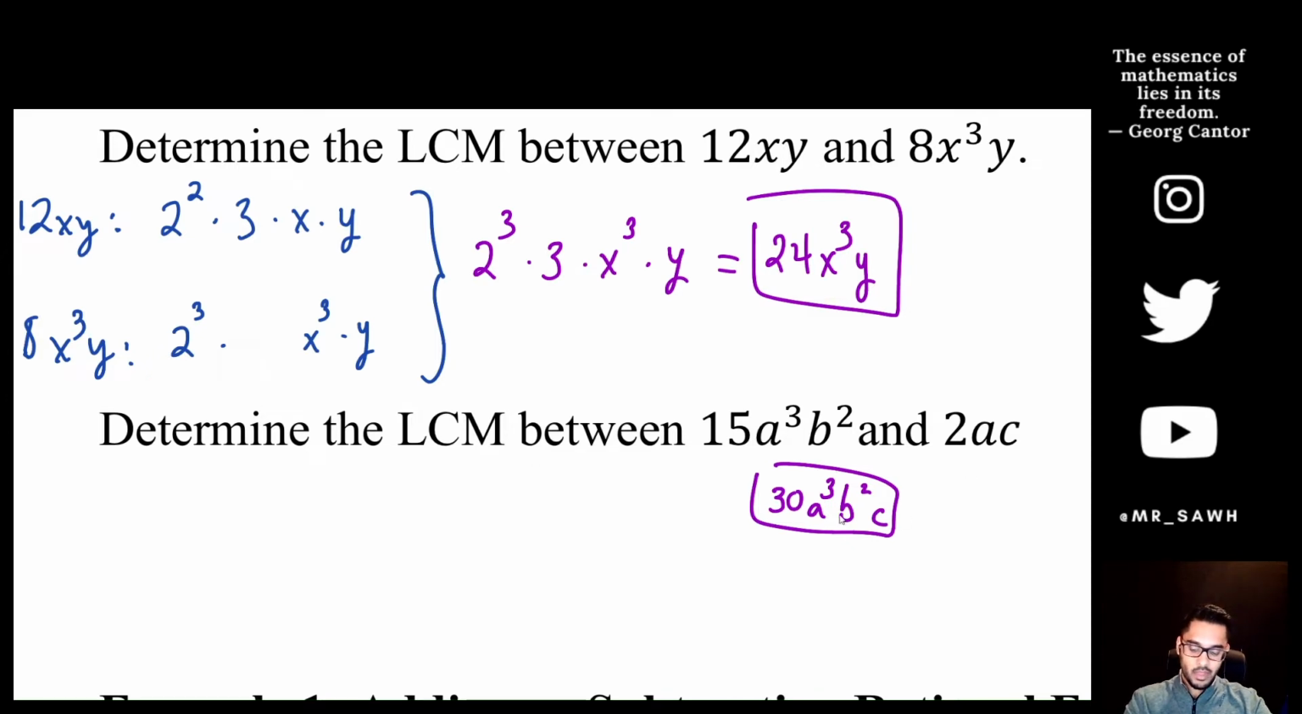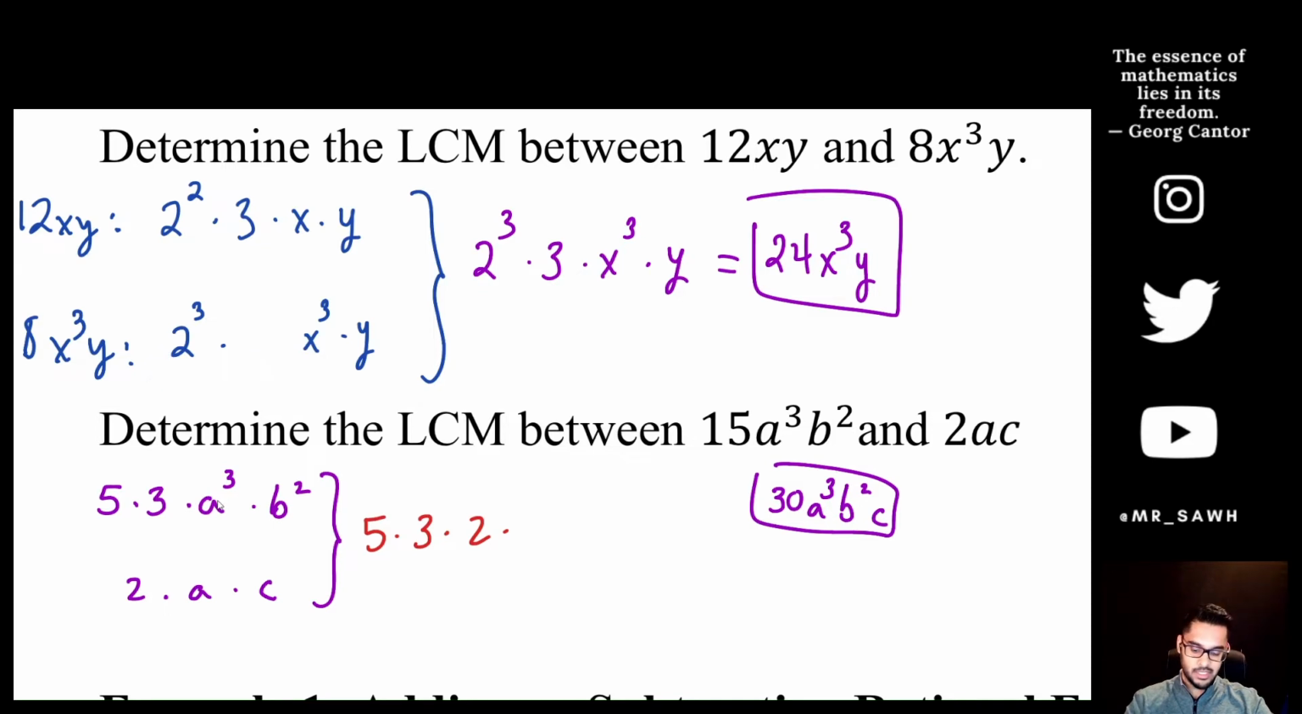So 15 you can write as 5 multiplied with 3. The a's will keep together as a cubed, b's will keep together as b squared, and well, here's my 2ac. Right, there's my two terms that I'm working with. And we said if we take the highest power of each element that's there, highest power of each factor, I can get my common multiple. So I need a 5, there's only one. I need a 3, there's only one. I need a 2, there's also only one.